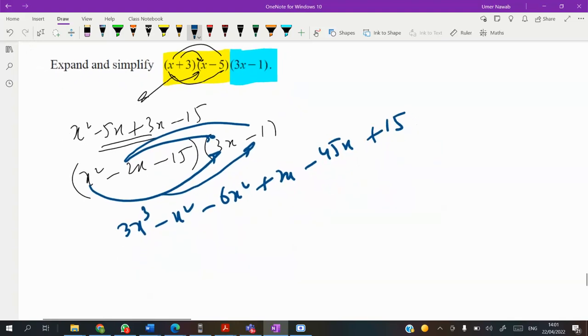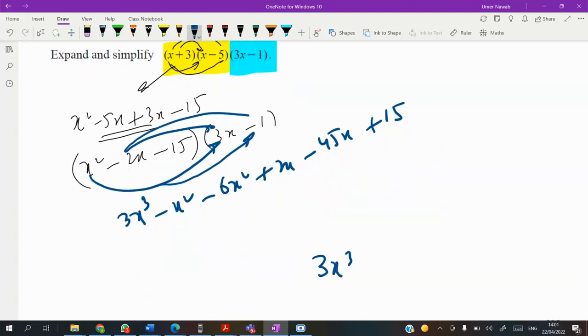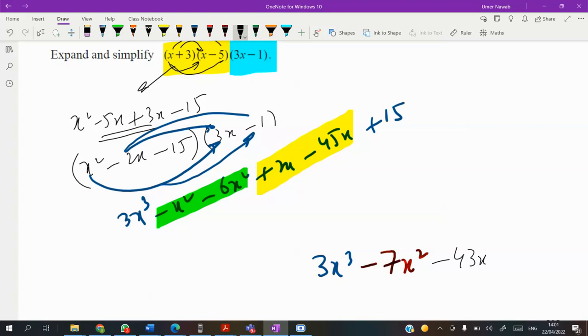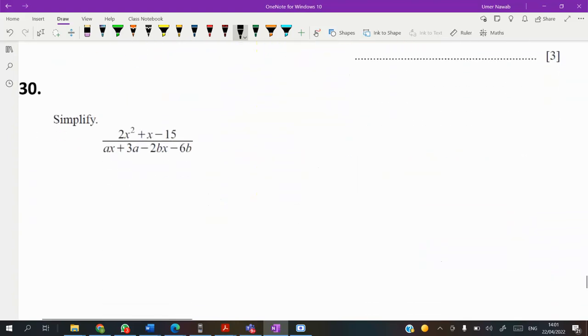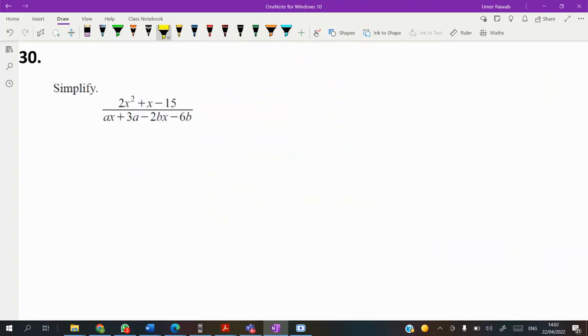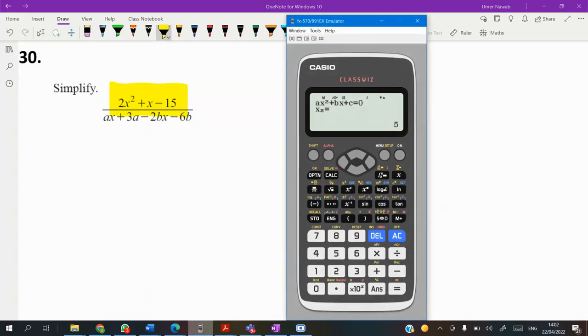Now simplify your answers. So we got 3x cubed. There is only one x cubed term, so I wrote 3x cubed. So minus 6 and minus 1 is minus 7x squared. Then after that we have 2x minus 45x. It is giving us minus 43x plus 15.